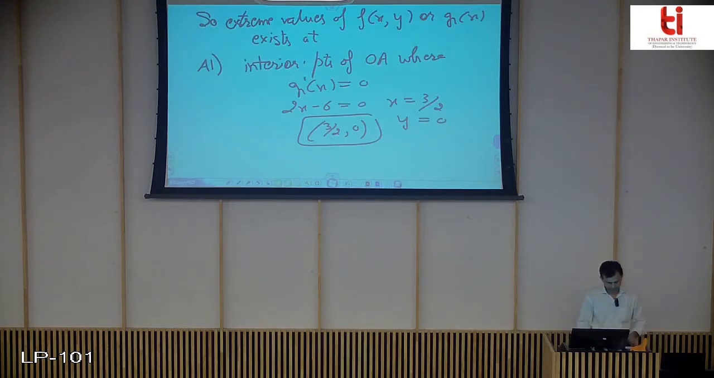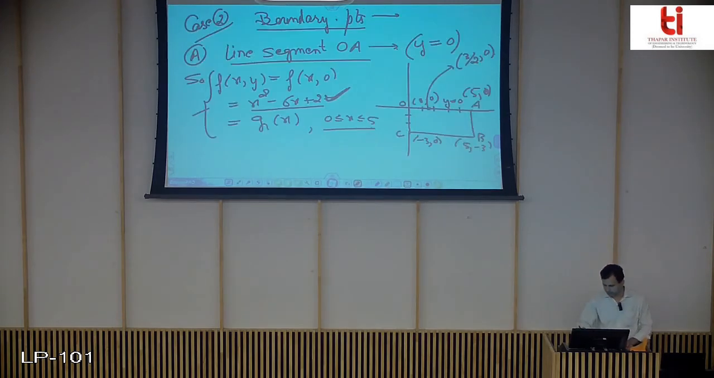I just made a mistake. It is 3, not 3 by 2, sorry. Let me correct it. It is 3 comma 0. Sorry for that. Let me correct this on the graph also. This is your 1, 2, 3. Here it is 3 comma 0. But it is still an interior point of this line segment OA.